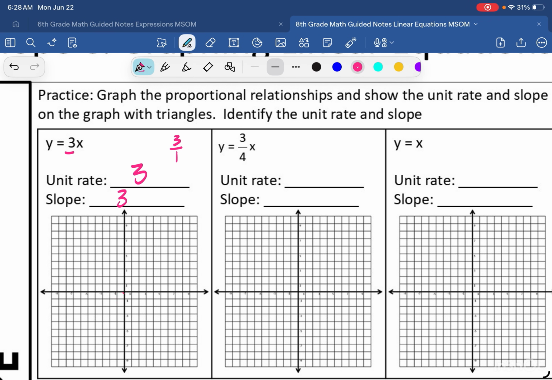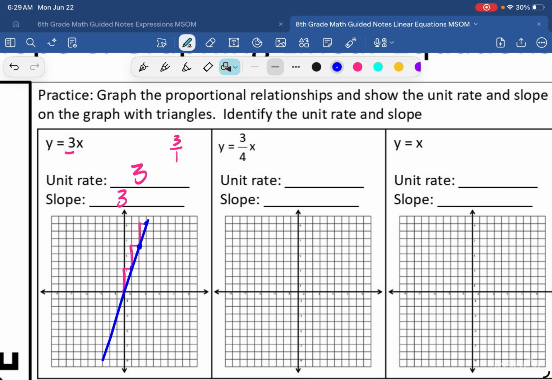And so I'm starting at 0, 0, I go up 3 and over 1, and that is a point on my graph. Then I'm going to go up 3 and over 1, and there's another point on my graph. Up 3 and over 1, and there's another point. So I have the points on my graph, now I will connect them and make a line.